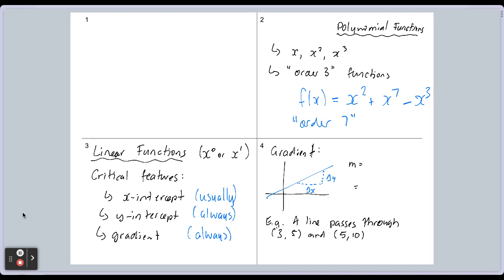Okay, you can see there on slide 4, I've just got a really rough idea of gradient. I want to introduce you to a concept of how to describe gradient.